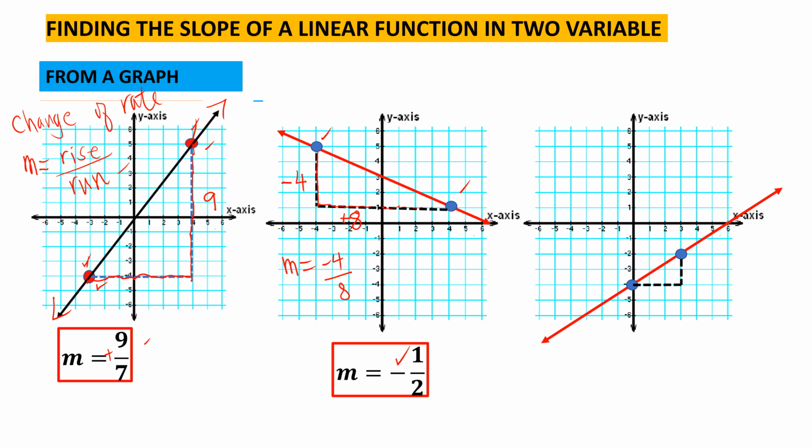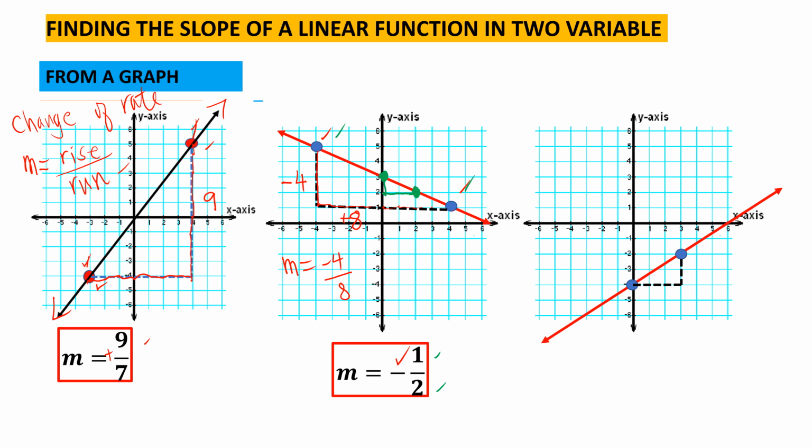Now question, would it be the same if you choose points other than these 2? Do we still come up with a negative 1/2? Okay, suppose you choose this point and this point. Are we still coming up with 1 as the rise and 2 as the run? So let us try to see. We go down 1 and we go to the right 2 units. So still we have a negative 1/2.